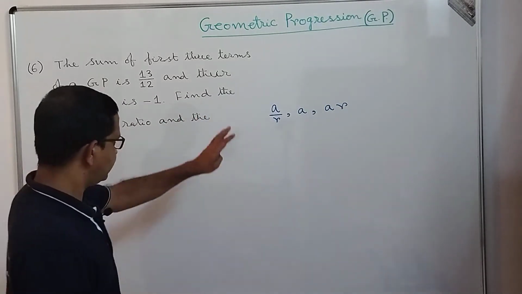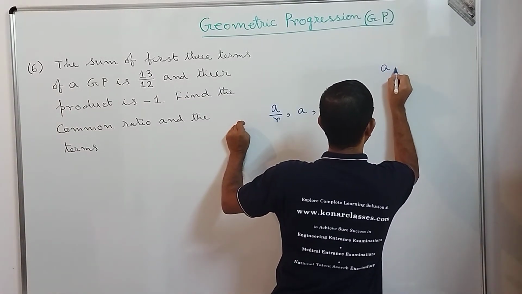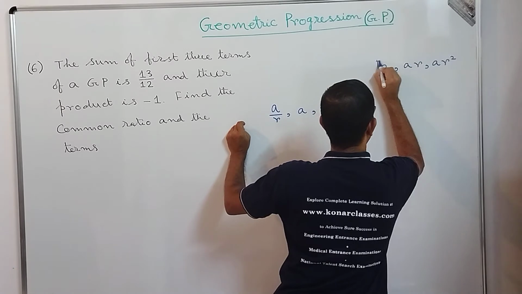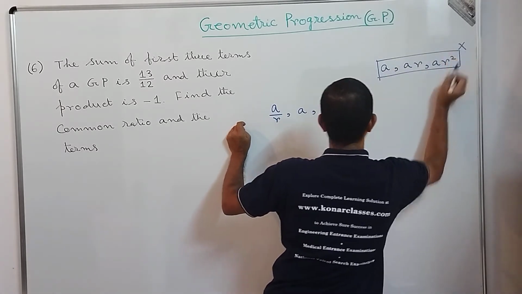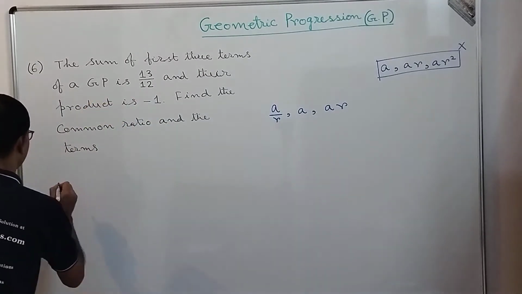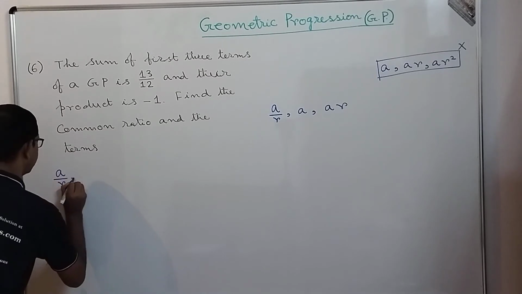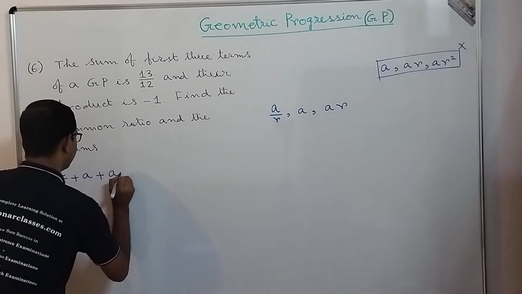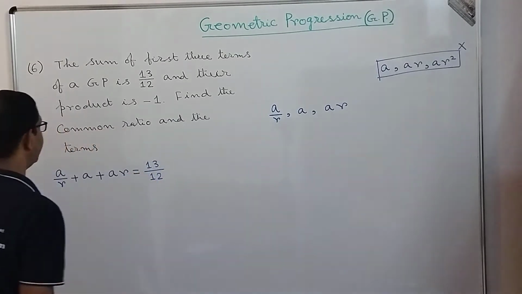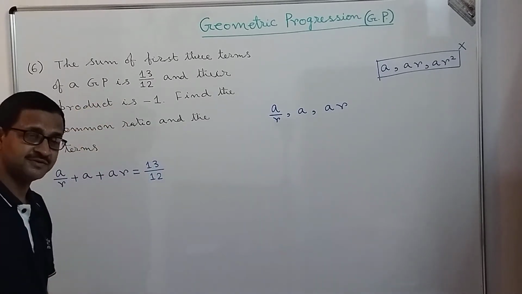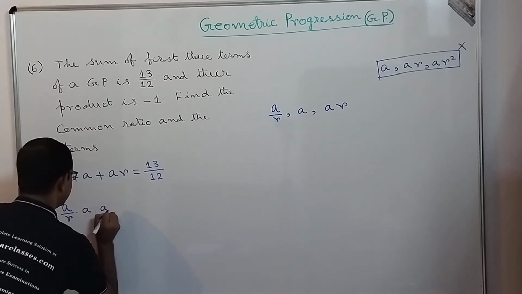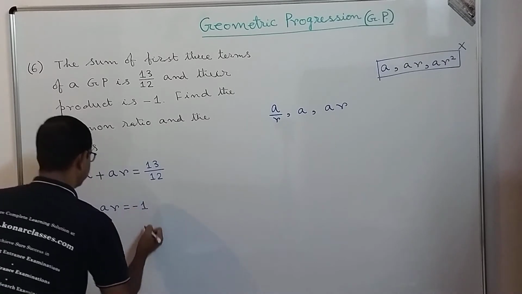You know why? I said don't choose A, AR and AR square. Don't choose. Okay? I say don't choose. Why? I'll explain. The sum of these 3 terms of a GP is 13 by 12. That means we can write A by R plus A plus AR is equal to 13 by 12. And their product is -1. That means A by R into A into AR is equal to -1.